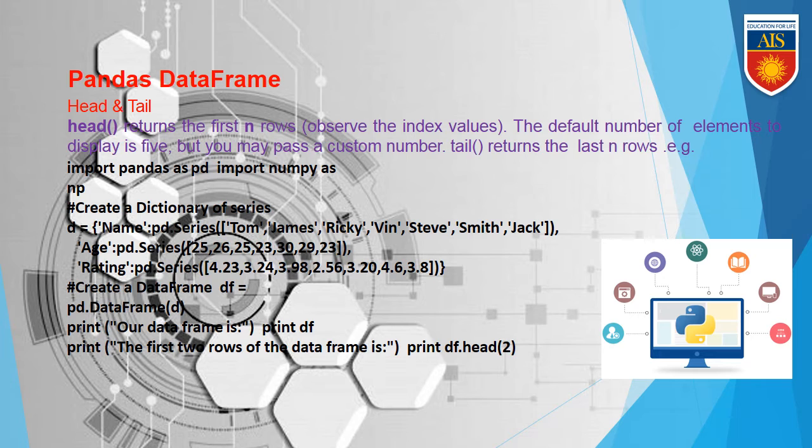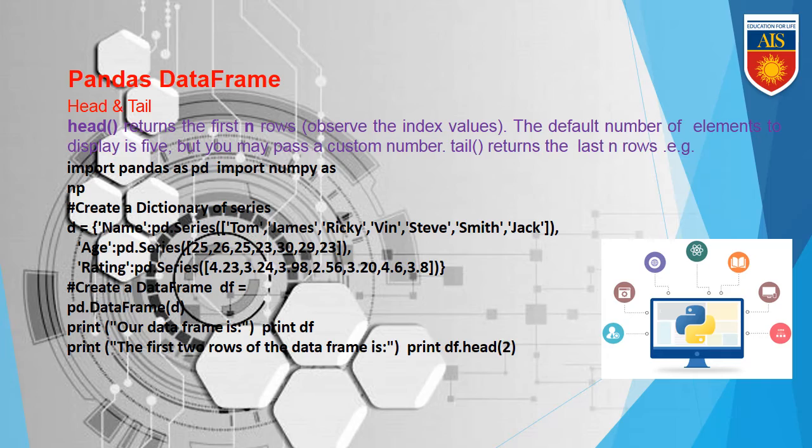Import pandas as pd, import numpy as np, create a dictionary of series, d equal name, pd.Series, then mention the information, then the next field, and then again we need to apply the information with the pd.Series option. This we need to continue. Finally, pd.DataFrame d, print our data frame is print df, then print the first two rows of the data frame is print df.head.